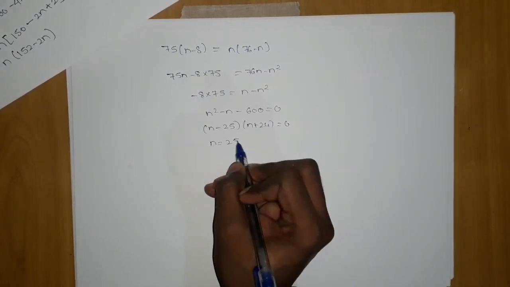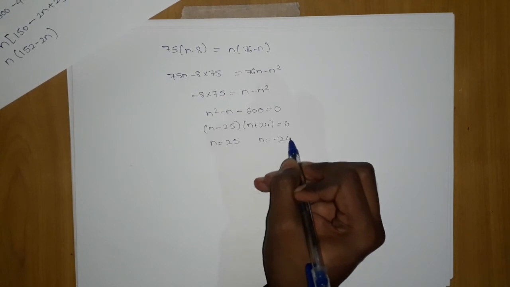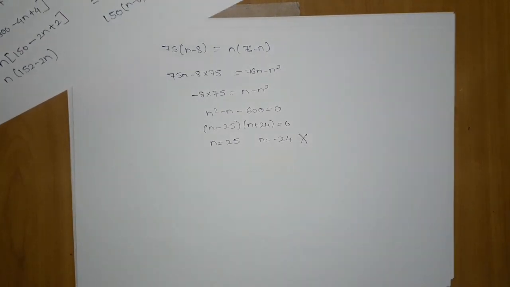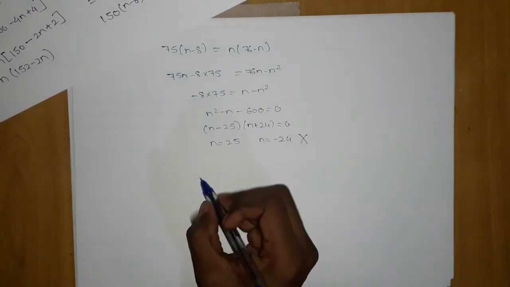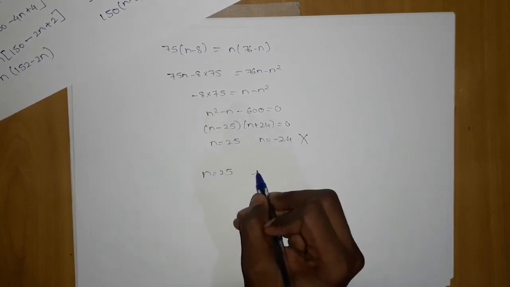So we are getting n equals 25 and n equals minus 24, and this value will be rejected because the number of days cannot be negative. So n equals 25 is the answer.